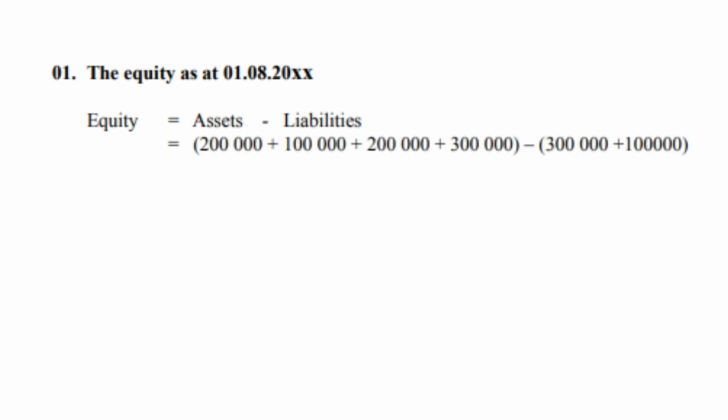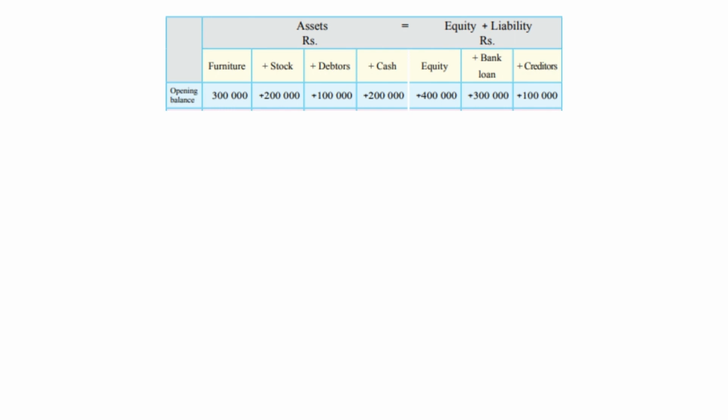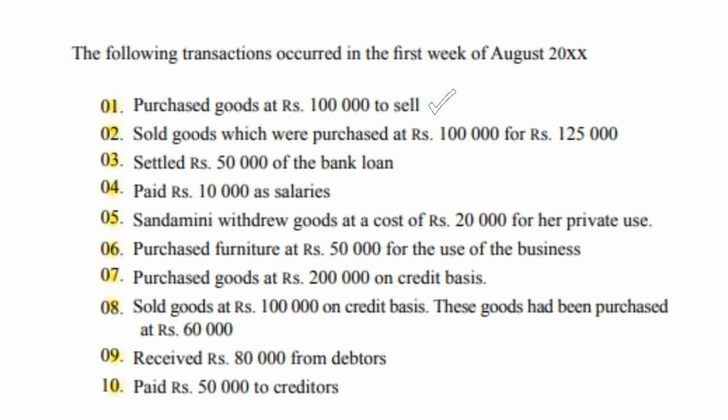So we know that assets equal equity plus liabilities. Then we can write like this also, equity equals assets minus liabilities. So if we sum up the total assets, that's going to be 800,000, and total liabilities is 400,000. So 800,000 minus 400,000 equals 400,000, that's the opening balance of equity. So now we can record all the opening balances of assets, equity, and liabilities in our table. Now we can record our transactions one by one.